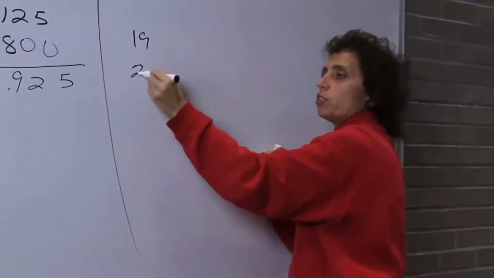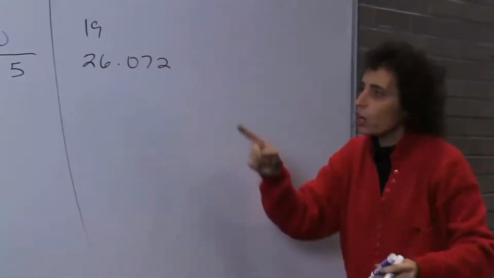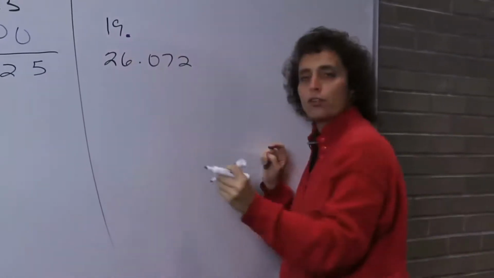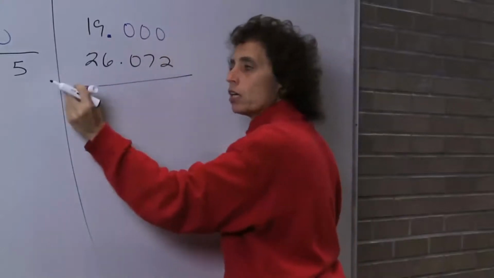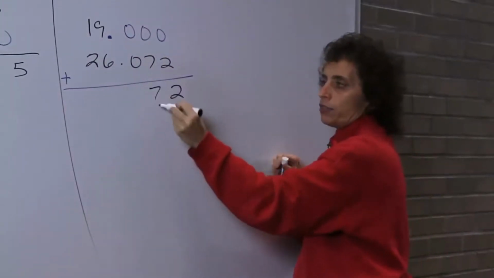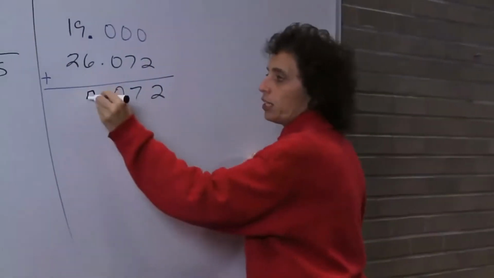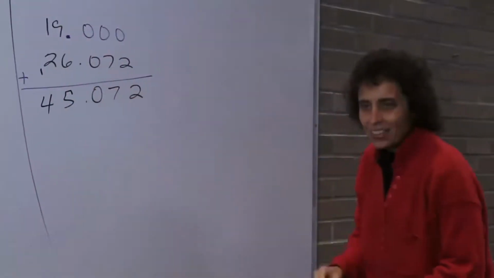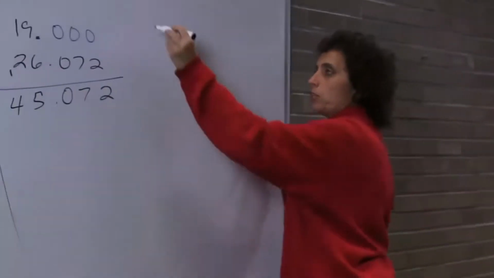19 plus 26.072. Remember, in a whole number, your decimal goes to the right of your last digit. And now I'll add the zeros as a placeholder. I'm adding. And we have 2, and we have 7, and we have 0. 9 plus 6 is 15. Carry the 1, and we get 45 and 72 thousandths. So the whole key is just to line up your decimals.